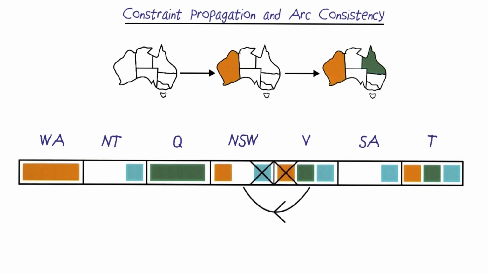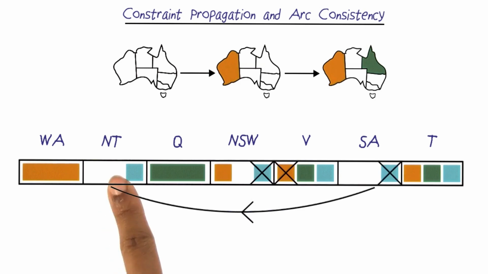Our choice of green for Queensland has caused a chain of changes in possible values for our variables. Why don't we remove blue while we're at it so Victoria doesn't conflict with South Australia? Well, we haven't gotten that far in our queue of things to check yet. Next, we're going to look at the Northern Territory because it is another neighbor that might be affected by South Australia's change. In fact, we see South Australia and the Northern Territory are both restricted to blue, which is not allowed, so we return a failure and force the search to try another option for Queensland.